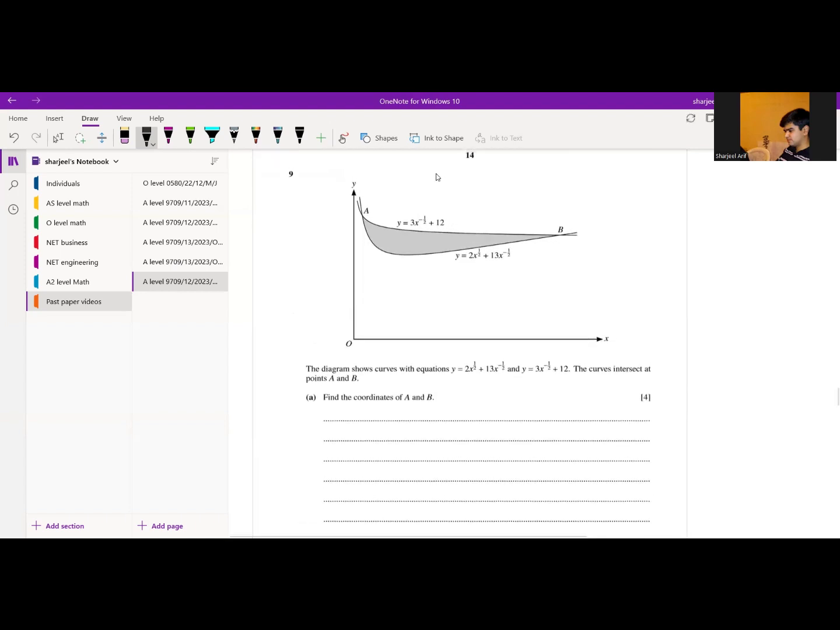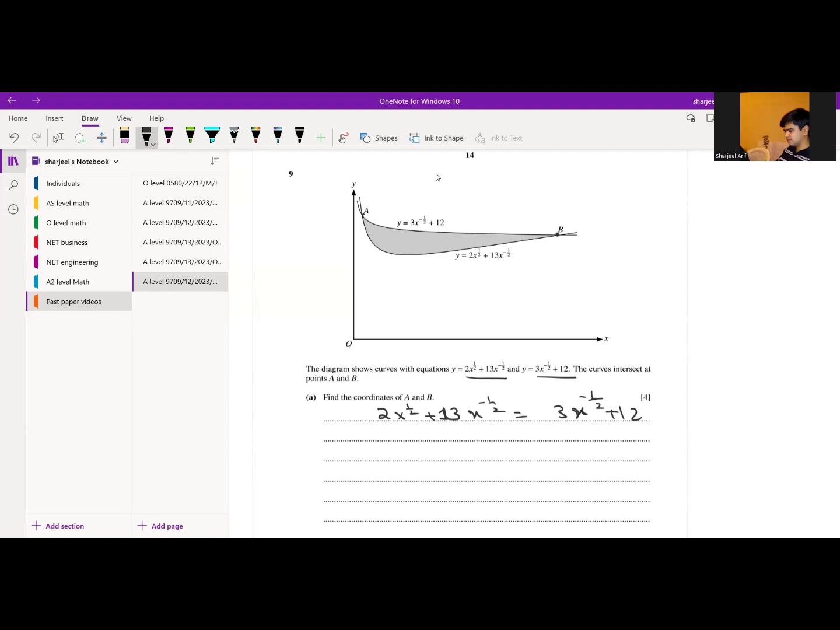Now look at question number 9. In this part, we have two curves, one with the equation y equal to 2 square root of x plus 13 x power minus 1 by 2, and one with y equals 3 square root of x plus 12. These two curves intersect at A and B. So in the first part, we have to find the coordinates of A and B. So these two are intersecting. This means we can make them equal. We can write equation 1 is equal to equation 2.